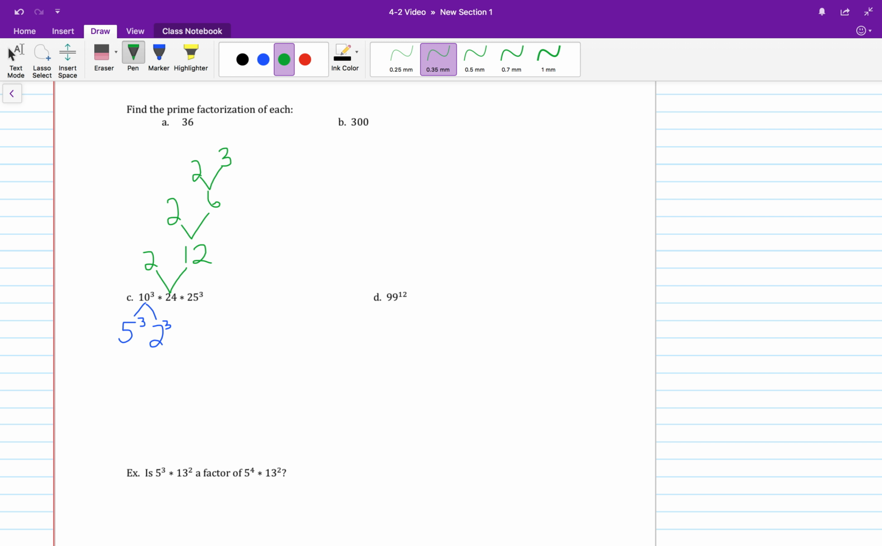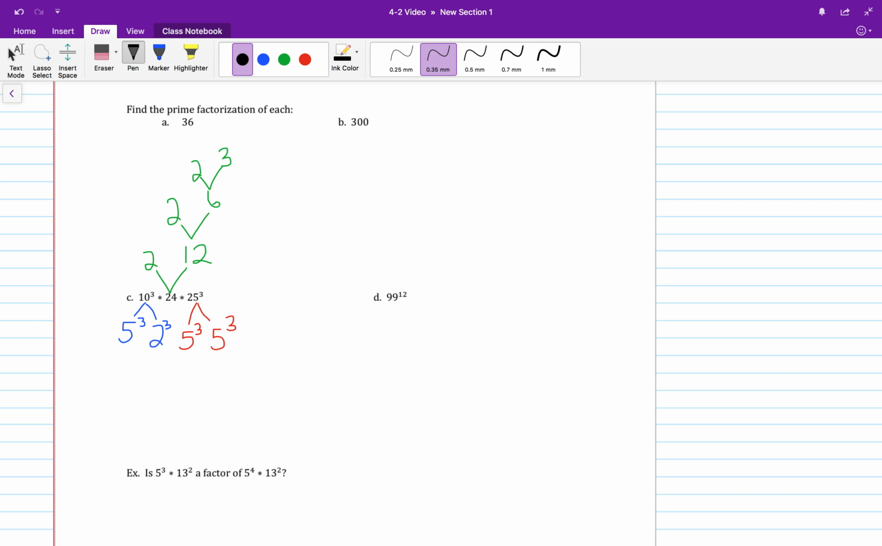And then last, I'm going to do 25. 25, I don't have a lot of choices. It is 5 times 5. Again, this was 25 cubed, so the cube's going to come along for the ride. For my final answer, I'm just going to combine everything that has the same base.